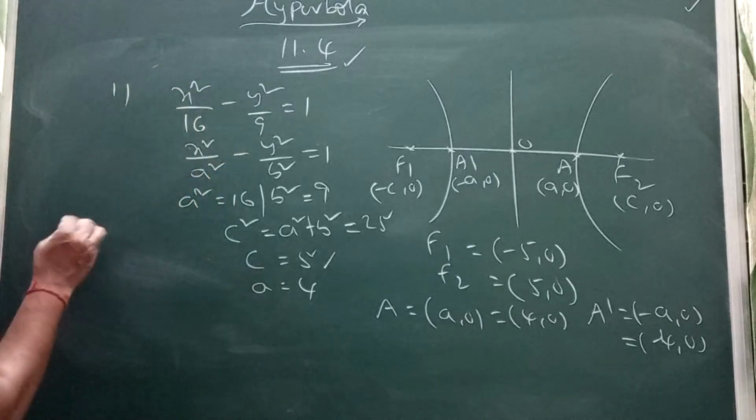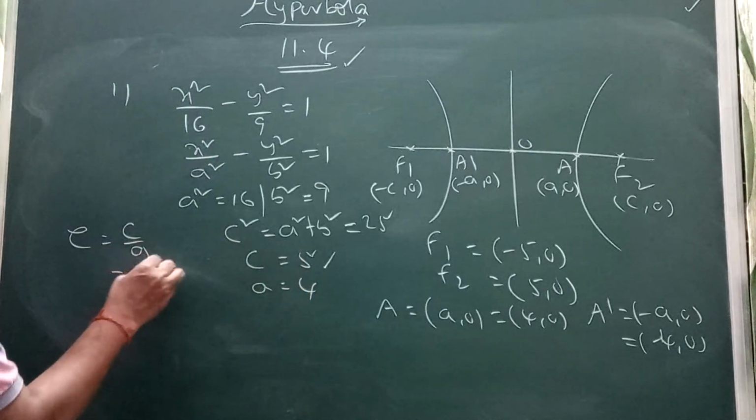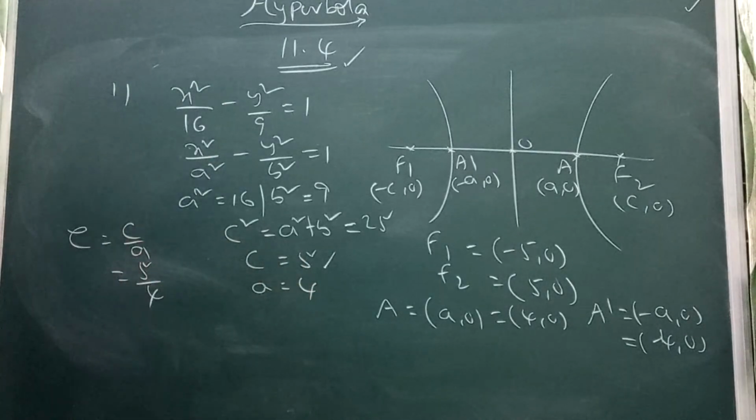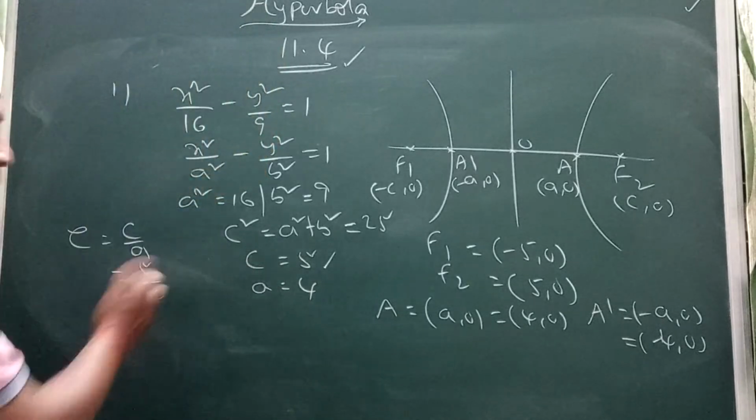What is eccentricity? E is equal to c by a. So c value we know 5, by a value 4. 5 by 4, definitely more than 1. When eccentricity is greater than 1, we got 5 by 4 as the eccentricity.